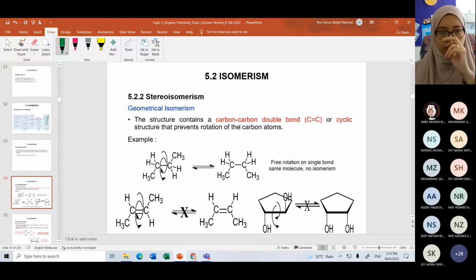Geometrical. Let's start with geometrical, as a recap. For geometrical isomerism, there are two rules that you have to comply with. First, you need to have a double bond. You need to have C double bond C, or it can also be in a cyclic structure. That is the first rule.